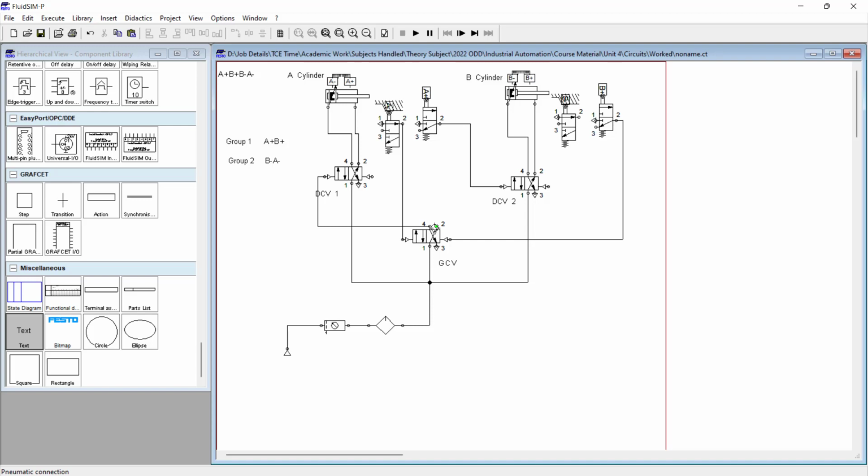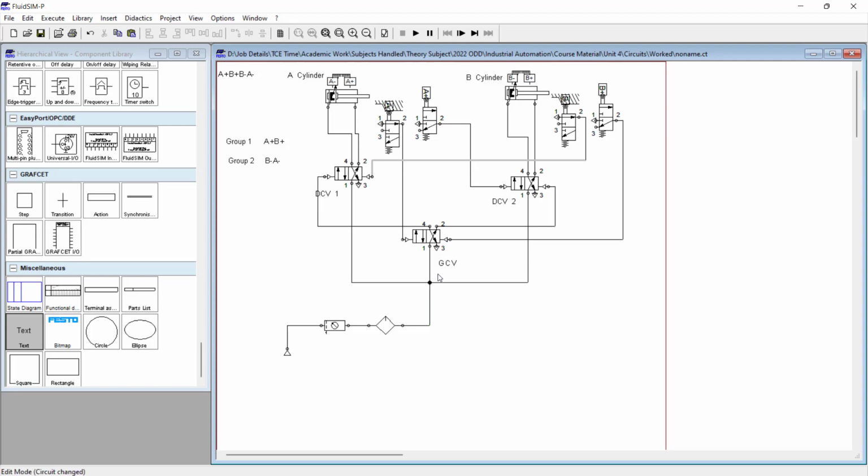So what is the first sequence in group 2? B cylinder retract. For B cylinder retract I need to give the connection in DCV2 here. After B cylinder retracts, what is the next sequence? I need to retract the A cylinder, so I connect here. After A cylinder retracts, it's going to change the group changing valve. So A plus, B plus, A minus, B minus, that sequence will happen here.